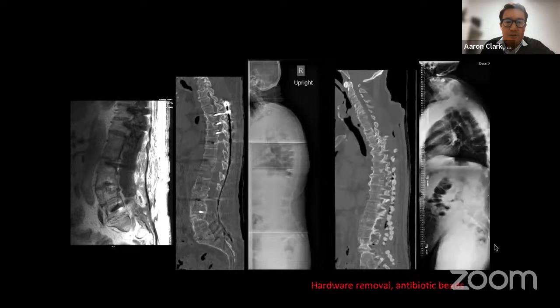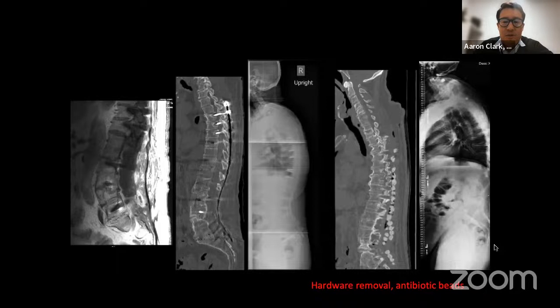So as an initial step, we removed all of his hardware, did a very thorough debridement, placed antibiotic-impregnated beads, and then had our plastic surgery team do a really nice closure. We kept the antibiotic beads in place and trended his ESR and CRP. This was all done in conjunction with an IV antibiotic regimen determined by the infectious disease team. And with his hardware removed, he remained more or less well balanced, which is shown on the very right in his full-length standing X-rays.